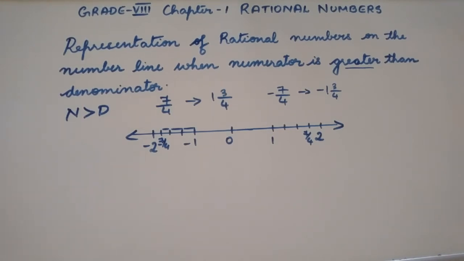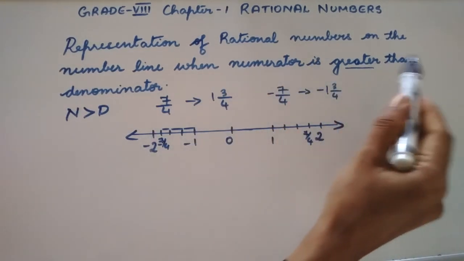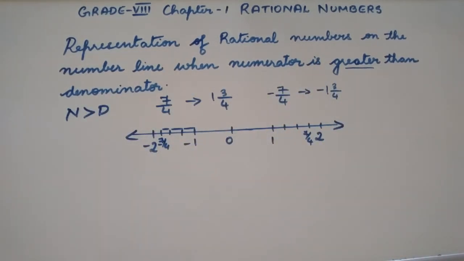Is this clear, students? So we are done with representation of positive and negative rational numbers on the number line when the numerator is greater than the denominator. Thank you, students.